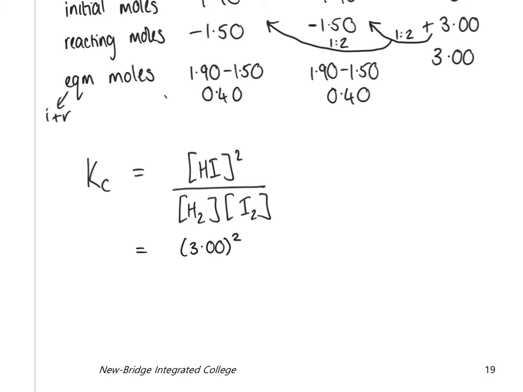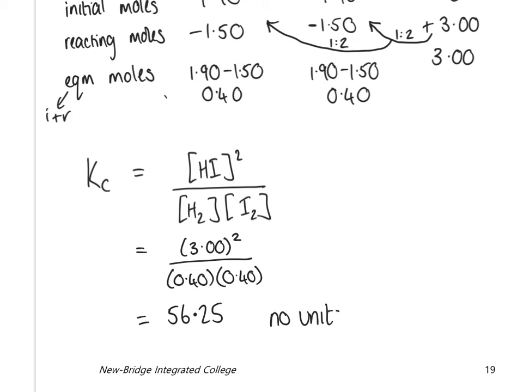Okay, so it's going to be 3 squared over my value for hydrogen, which is 0.40, and my value of iodine, which is 0.40. Put that into your calculator, and you should get, great, 56.25. What do I need to write after that? No units. Okay, so these ones are a little bit more complicated, but hopefully not too much though.